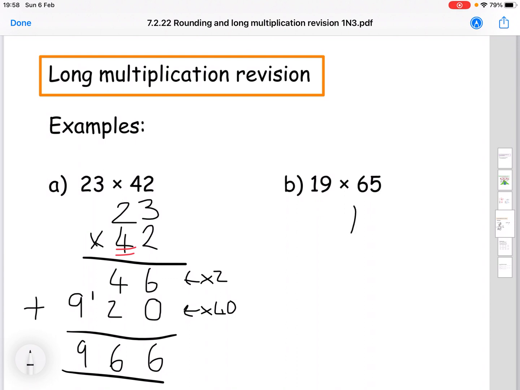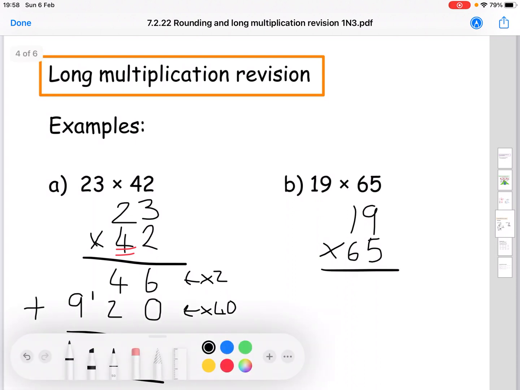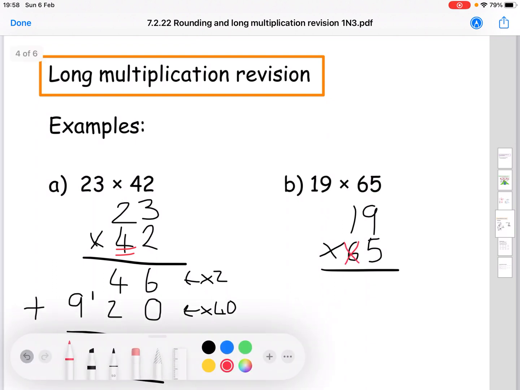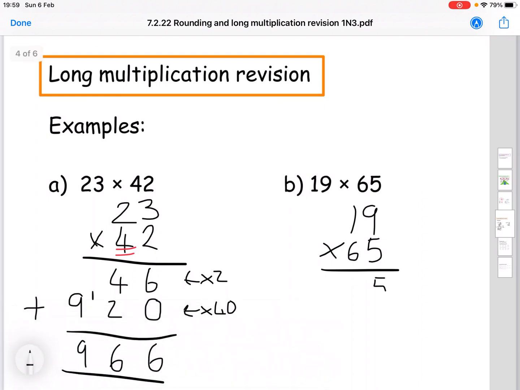If we do the same again, 19 times 65, we lay it out first of all in the proper way. We're then going to start off by pretending that the 6 is not there and just doing 19 times 5 first of all. So 5 times 9 gives you 45, so carry your 4. 5 times 1 is 5, add your 4 gives you 9. We're then going to drop down a line and fill in our 0 because we're now multiplying by the 6, and that's in the tens column.